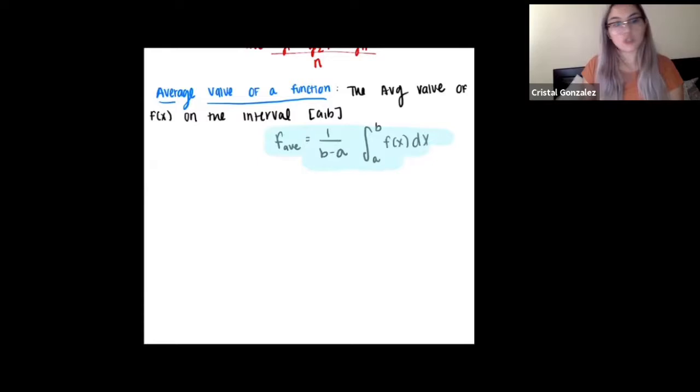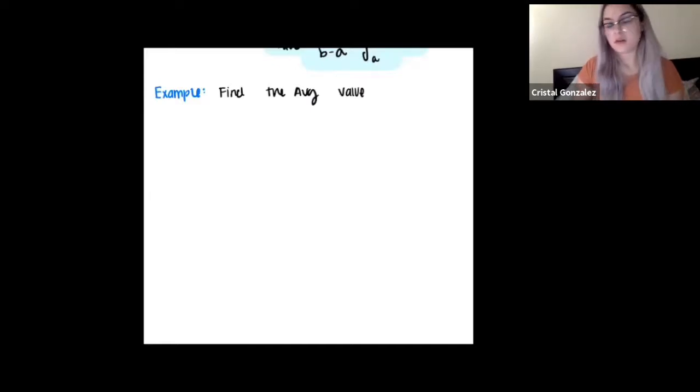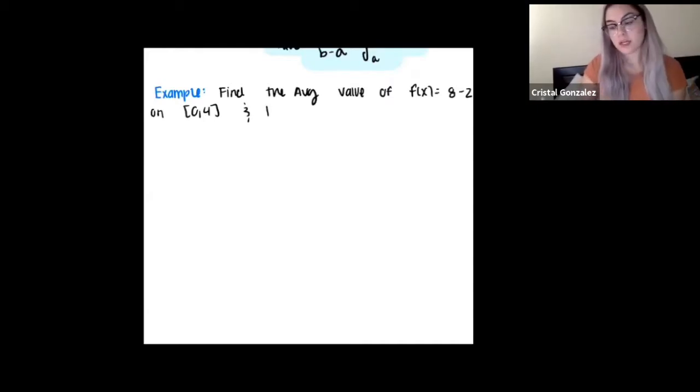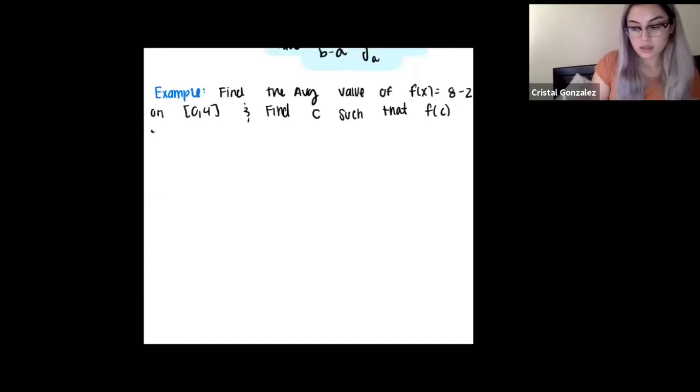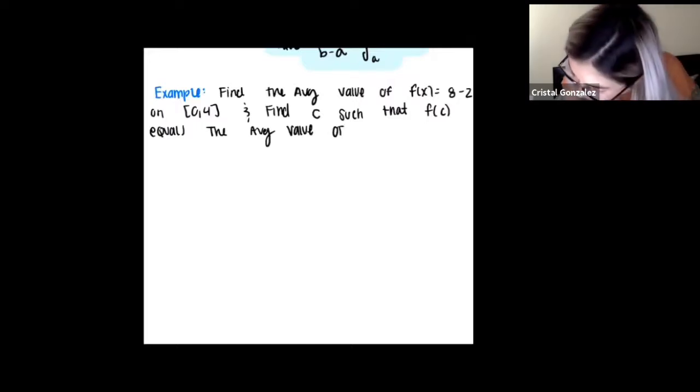So let's do a little example to find the average value of f of x equals 8 minus 2x on 0 to 4. And then we're going to do something a little bit different and find c such that f of c equals the average value of the function.